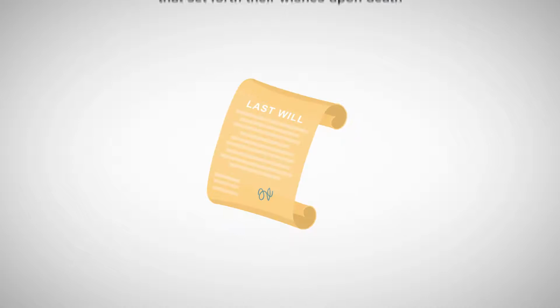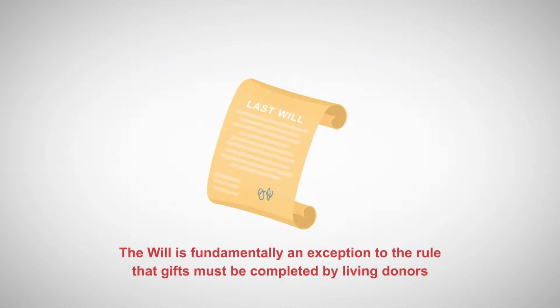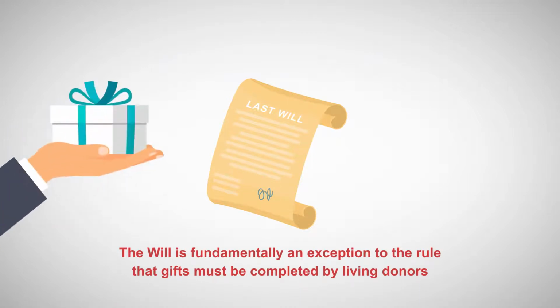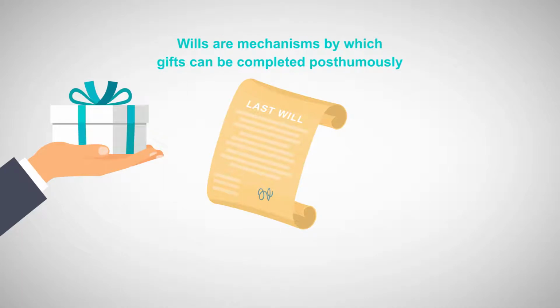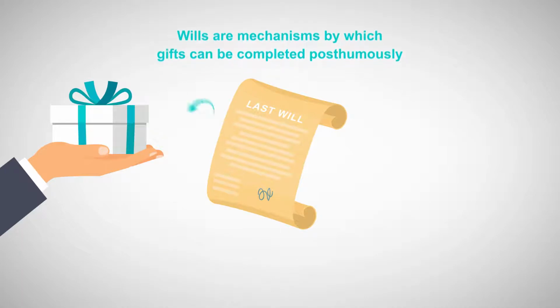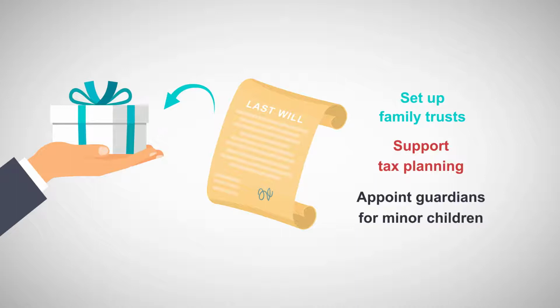Last wills and testaments are documents executed by testators that set forth their wishes upon death. The will is fundamentally an exception to the rule that gifts must be completed by living donors. Wills are mechanisms by which gifts can be accomplished posthumously, but the transfer of gifts is not the only task that wills can accomplish. Wills can set up family trusts, support tax planning, and even appoint guardians for minor children.